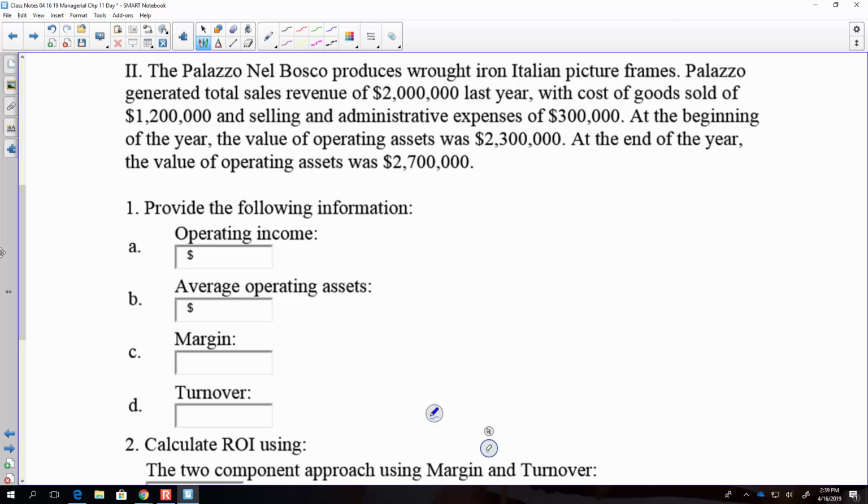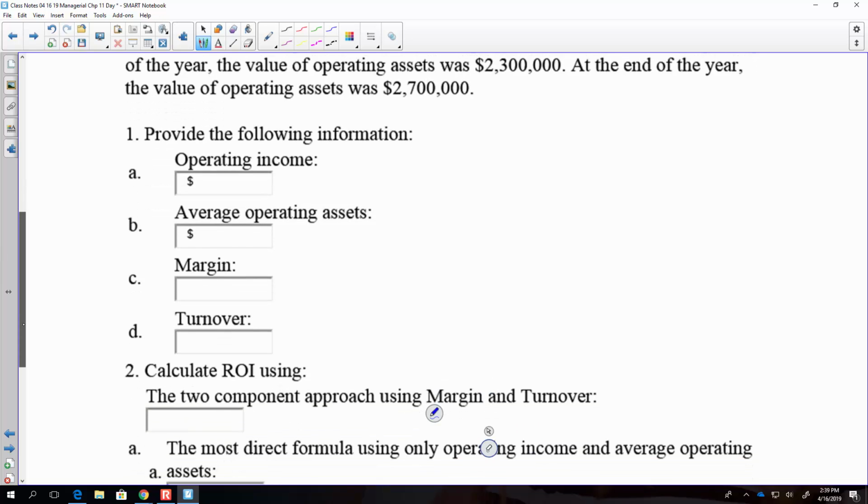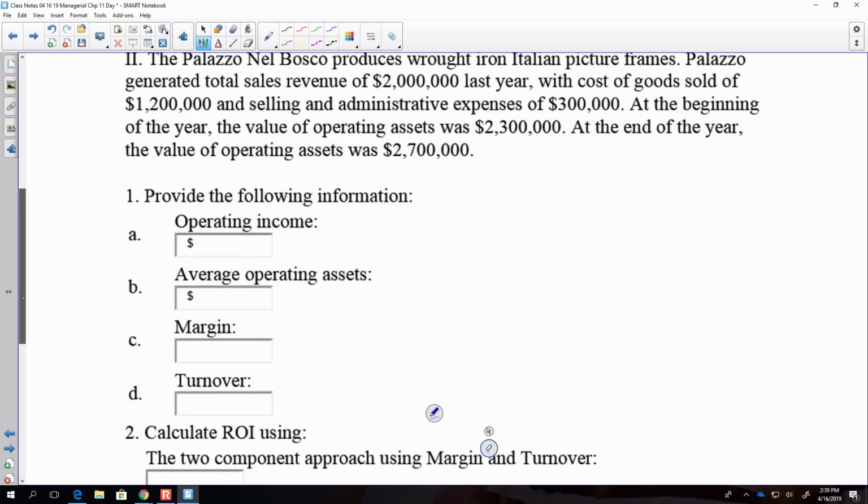We're making picture frames here. Total revenues of $2 million last year with a cost of goods sold of 1.2, selling and admin of 300. At the beginning of the year, their operating assets were 2.3 million. At the end, 2.7 million. First question, compute the operating income. Well, I'm going to need my sales.